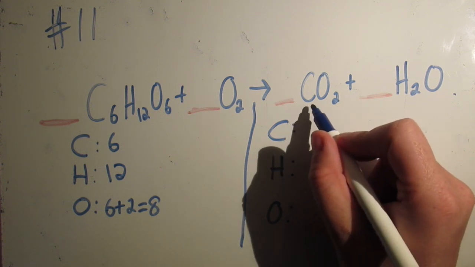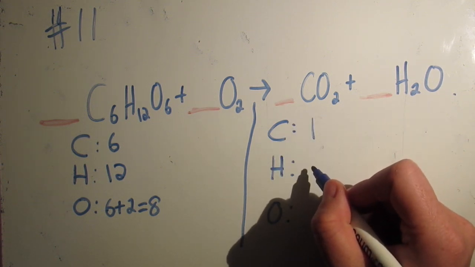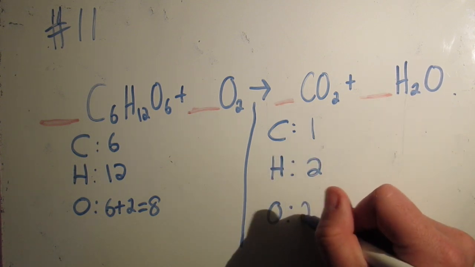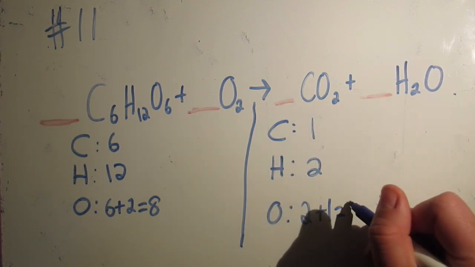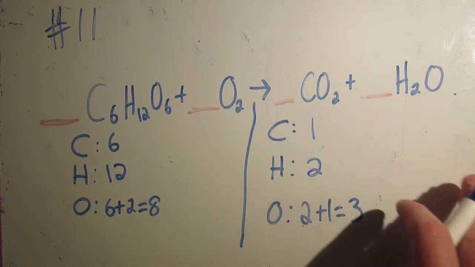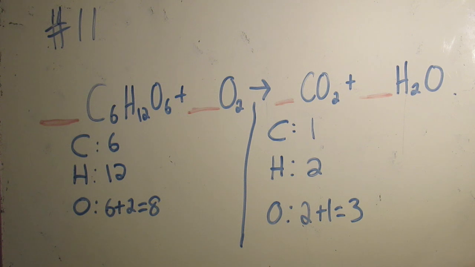Products, we've got 1 carbon. Hydrogen, we've got 2. Oxygen again is in 2 places. We've got 2 plus 1 equals 3. So you can see everything here is out of balance. We need to find our coefficients so that we can balance it.